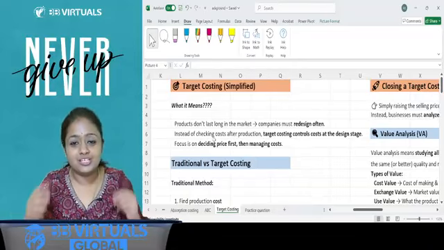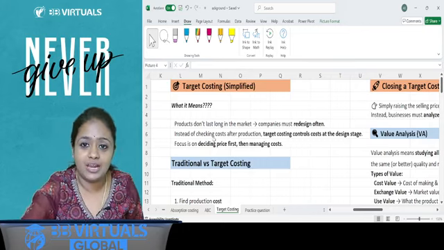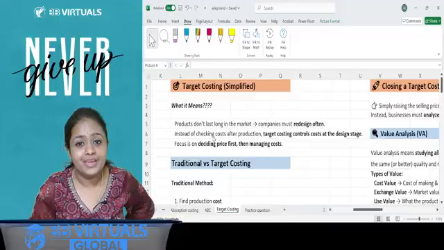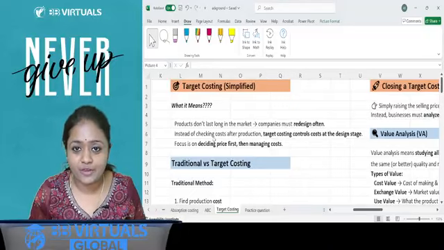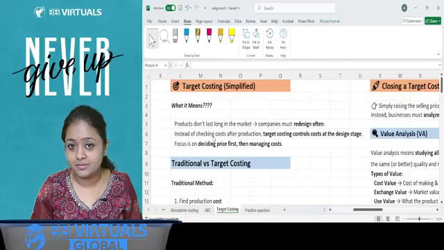Now, if I put it very simply, target costing simply says that, boss, you have an iPhone that is going to be launched, right? We all love iPhone, right? Even I love iPhone. Okay, so all of you are waiting for the iPhone 17 Pro?